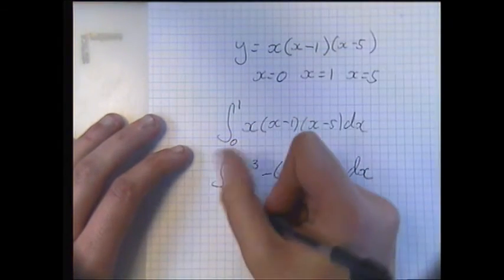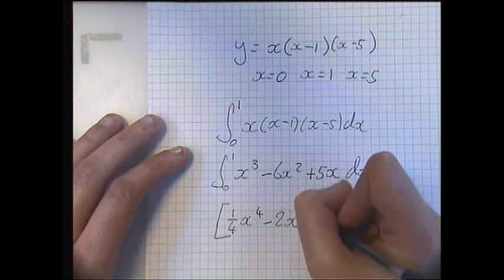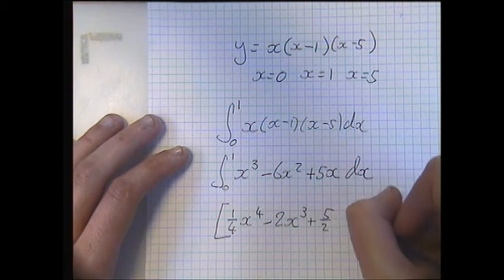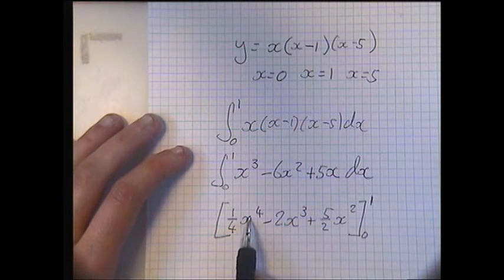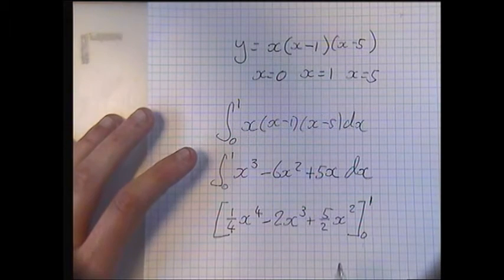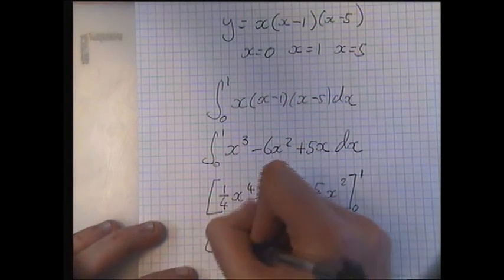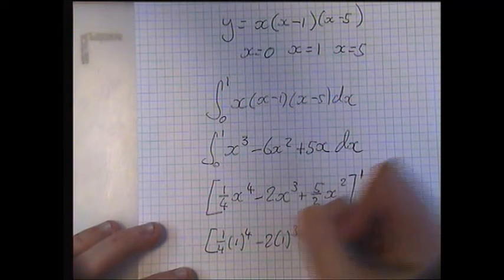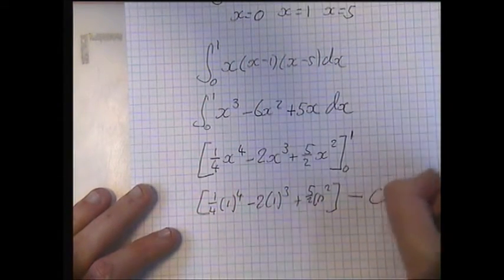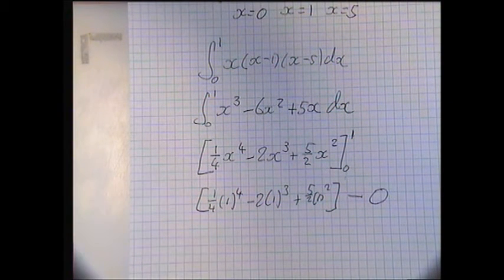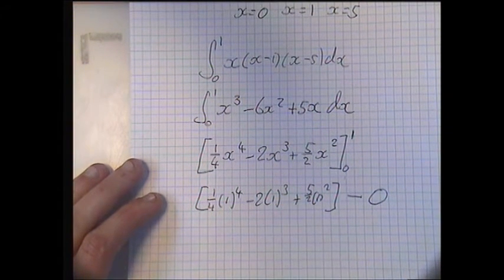The integrated version of that, of course, you add 1 to the power, divide by the new power. I end up with a quarter x to the power of 4 minus 2x cubed plus 5 over 2 x squared. I'm doing that between 0 and 1. Thus, we evaluate at 1, then we take away the function evaluated at 0. So this thing evaluated at 1, which is 1 quarter of 1 to the power of 4 minus 2 lots of 1 cubed plus 5 over 2 lots of 1 squared. We're taking away 0 because it's all variables in there, so when we chuck 0 in, we're going to get 0. It's not worth wasting time putting it all in. That will give you 0.75.